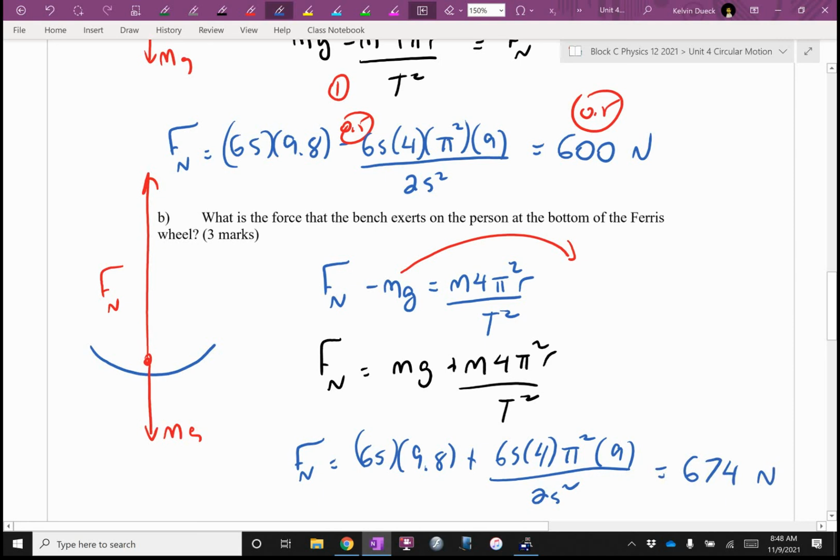Newtons. Otherwise, similar mark breakdown. 1 mark for that, 1 mark for that, half mark for the numbers, half mark for the answer.